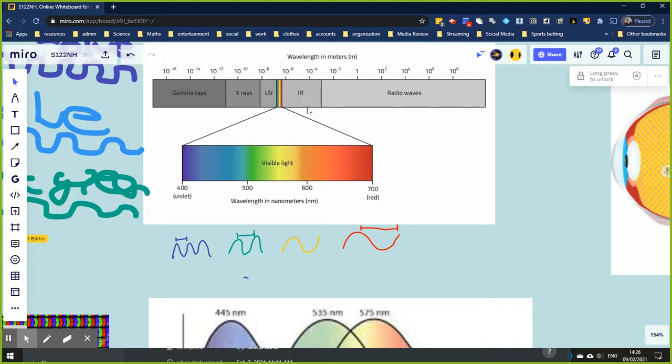So anything longer, between this wavelength and this wavelength, we call infrared, or it's written IR. And the stuff where the wavelength is too short for us to see, we call it ultraviolet. And ultraviolet can be detected, but we can't see it with our eyes.